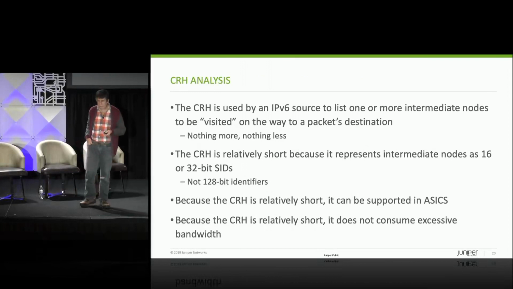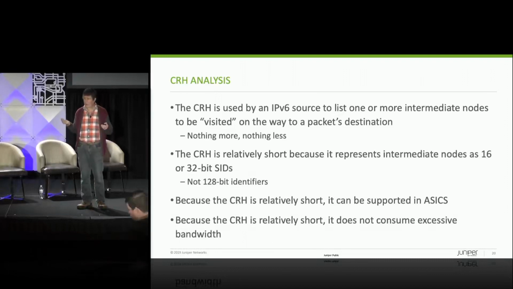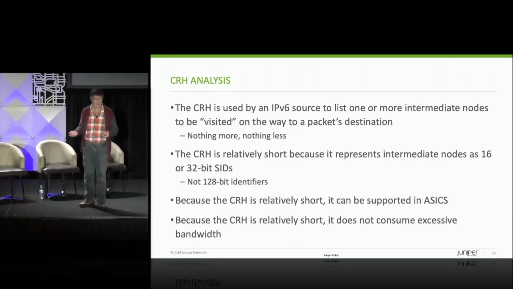Now, a quick analysis of the CRH. The CRH is used by an IPv6 source to list one or more intermediate nodes to be visited on the way to the packet's destination. There's nothing more, nothing less. Basically, what we're saying in this bullet is that the CRH is used exactly the way RFC 8200 says to use routing headers. There are no surprises here. The CRH is relatively short.